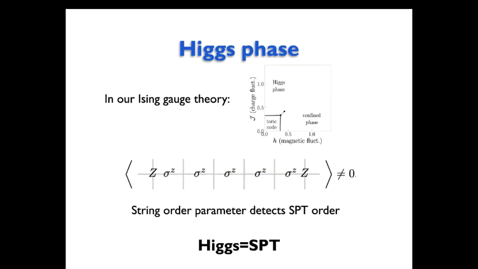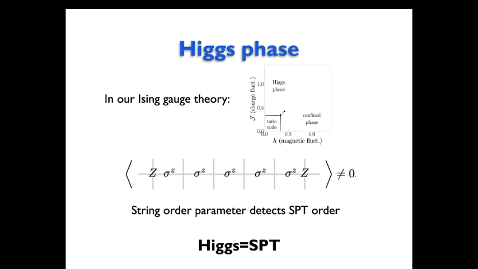And my claim is that this is a symmetry protected topologically ordered phase. For people who study SPT, it would be very clear, because what gets a finite value is this object. It's like sigma z's in our gauge theory, and also sigma z's decorated with these z's at the end to make it gauge invariant. And this is how people detect SPT in the bulk. They look into what are called string order parameters.